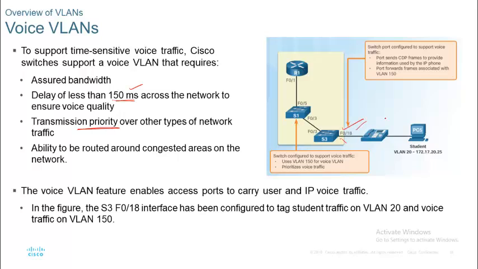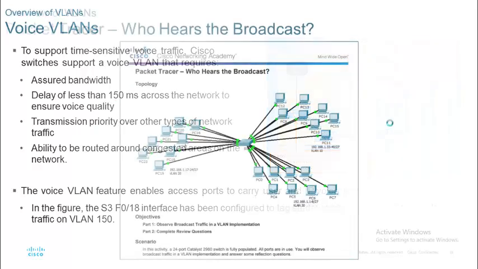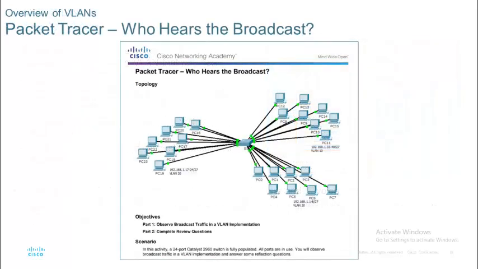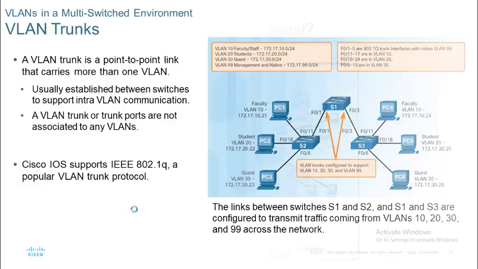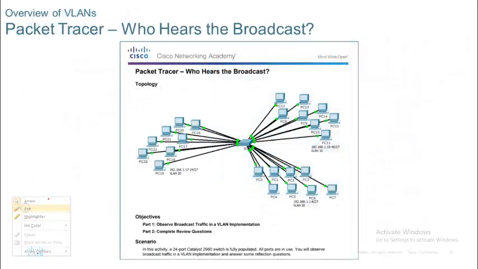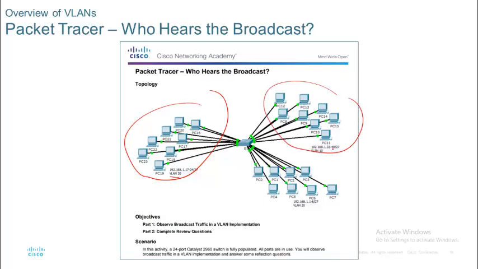Now you see in this diagram, these computers are in VLAN 20. These are in VLAN 10. And these are in VLAN 30. Who hears the broadcast? When this guy is sending broadcast, all of these will hear. It won't go here. It won't go anywhere. It will be within that VLAN.